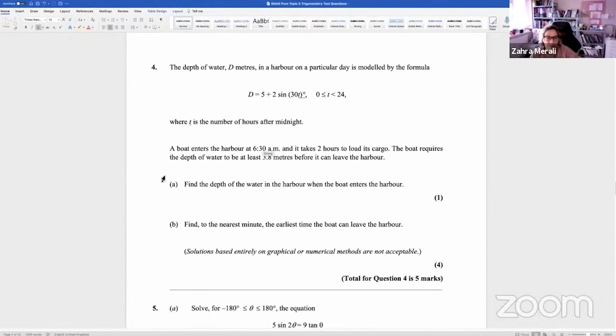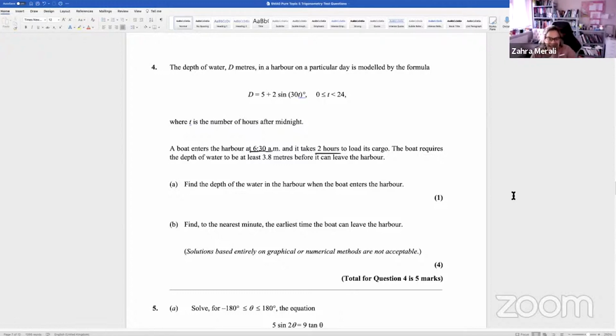Okay, next question. The depth of the water is modeled by the equation, where t is the number of hours after midnight. A boat enters the harbour at 6:30 and it takes 2 hours to load. Okay, so maybe that's relevant later. The boat requires a depth of at least 3.8 before it can leave the harbour. Find the depth when it enters the harbour.